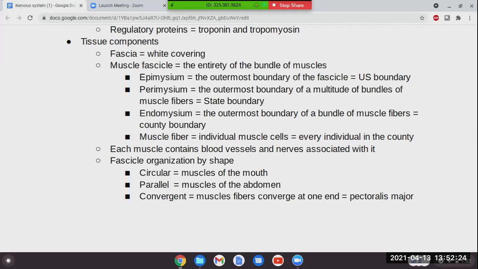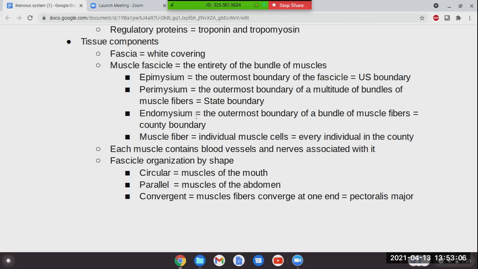Now, even though we have a boundary as a country, there is a boundary for every state. So the perimysium is the boundary for every state. And as you know, we have 51 states, I guess. So the perimysium is the outermost boundary of a multitude of bundles of muscle fibers. Look at the words here: a multitude of bundles of muscle fibers. It's not just bundles of muscle fibers. We have a multitude. We have 50 plus bundles of muscle fibers, or in reality, thousands of bundles of muscle fibers. So this is the state boundary.